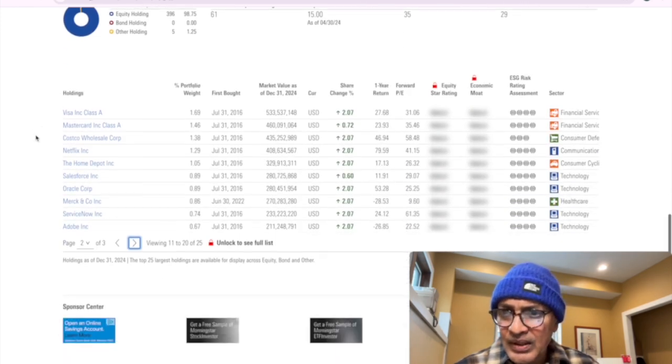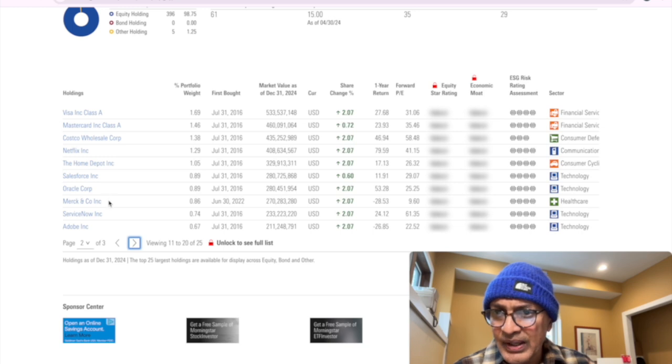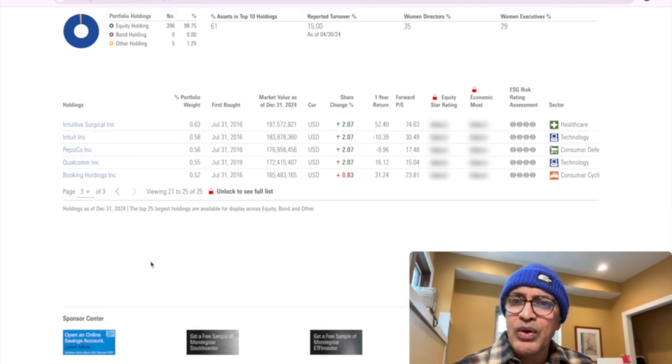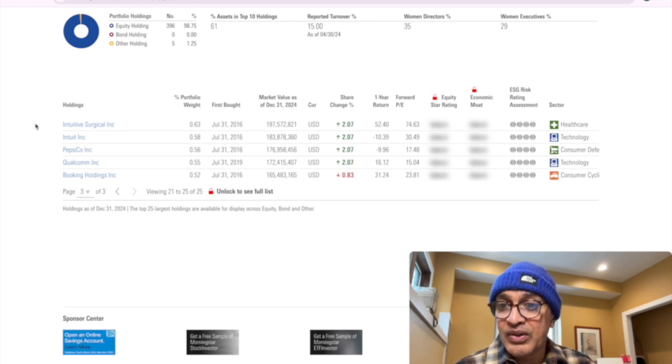And then you have some healthcare companies, not much. And let's see a little bit more. Again, they are not giving all the 396 companies because you really don't need to know that. You only need to know the ones that are going to move the needle for this fund, and they're all here. Again, Pepsi company, this is a large value company.